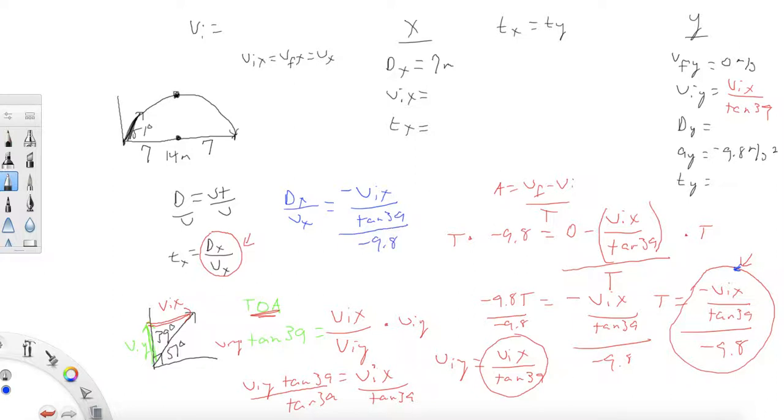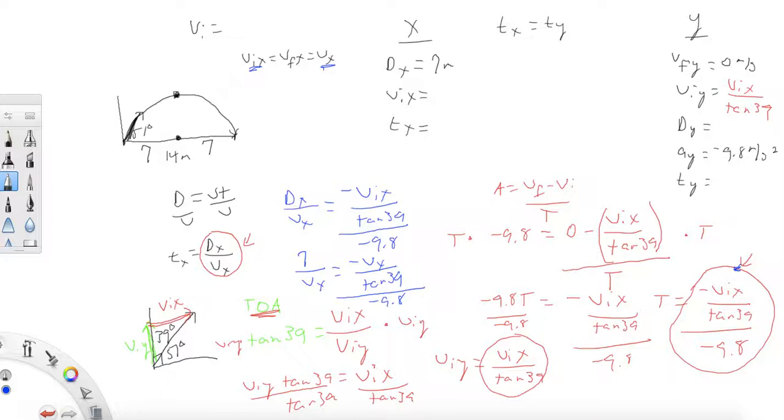So this is advantageous because I only have two variables here, Vix or my Vx. Now remember we said that Vix is the same thing as Vx, so these two variables are basically the same thing. So I did have a distance in the x direction, so let's plug that in. Now I'm going to have 7 over velocity in the x direction is equal to negative velocity in the x direction divided by the tangent of 39 all over negative 9.8.